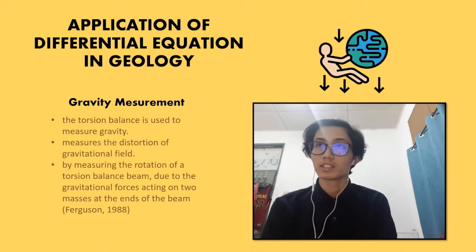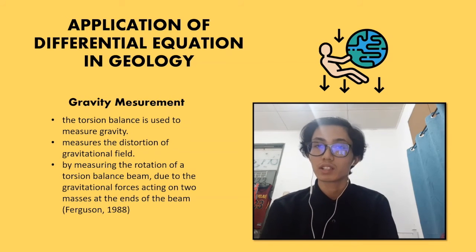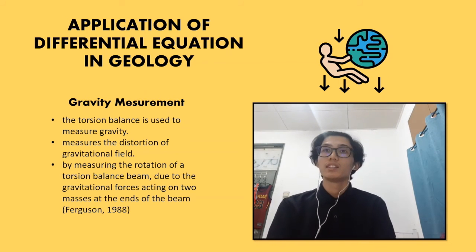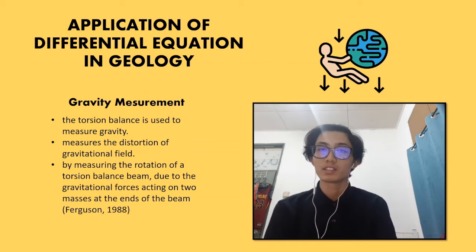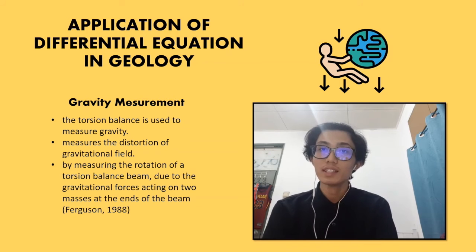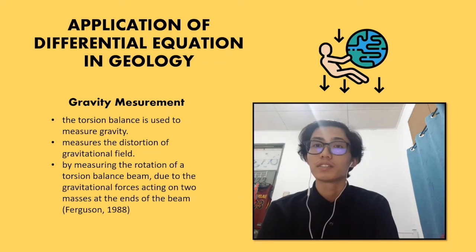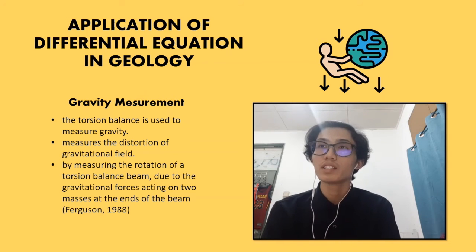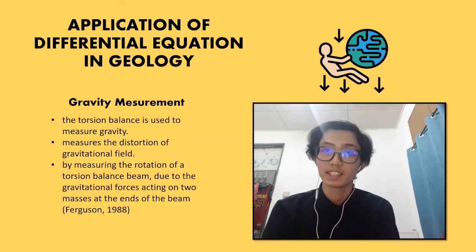In geophysics, the torsion balance is used to calculate gravity. The torsion balance measures the distortion of the gravitational field. In 1988, Ferguson stated that by measuring the rotation of a torsion balance beam, the gravitational force will act on two masses at the end of the beam so that we can calculate the gravity.